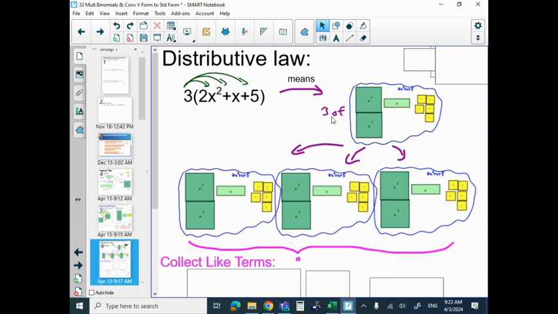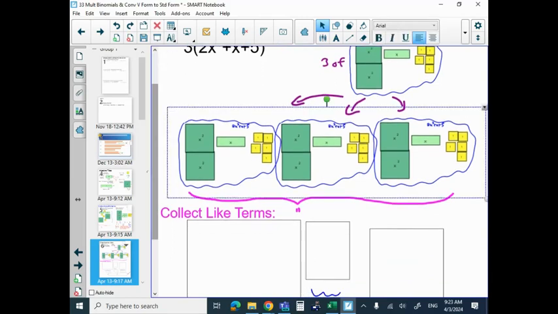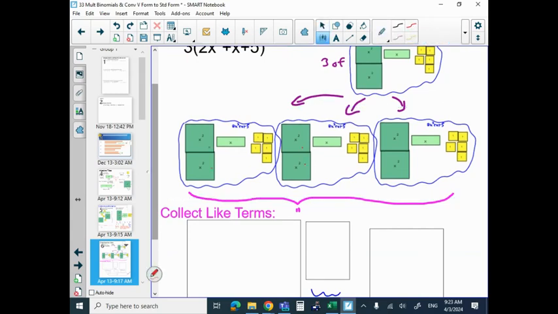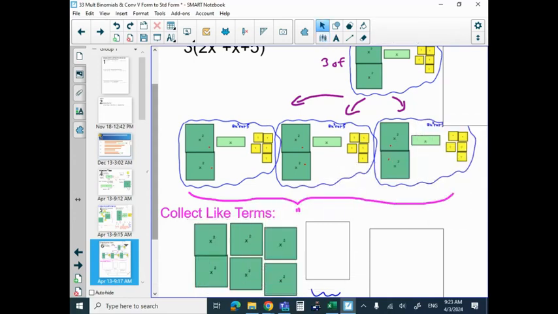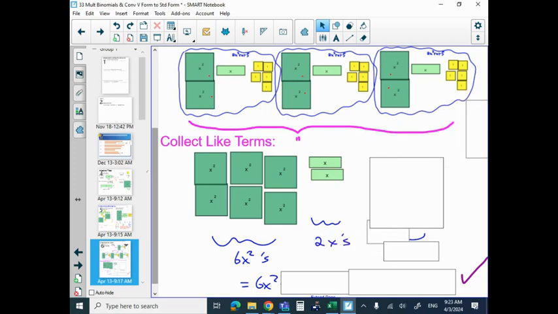So for collecting like terms, you can see we have 1, 2, 3, 4, 5, 6 of the x squareds. 1, 2, 3, 4, 5, 6 of them, right? And so you're going to picture 6 x squared tiles, which of course can be just written as 6x squareds or 6x squared in the polynomial. And then we have 1, 2, 3 of just the x tiles. 2, 3, I'm missing one there.